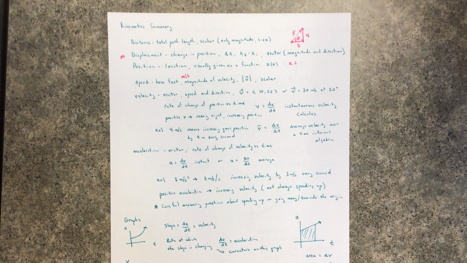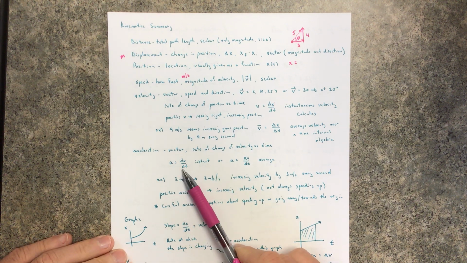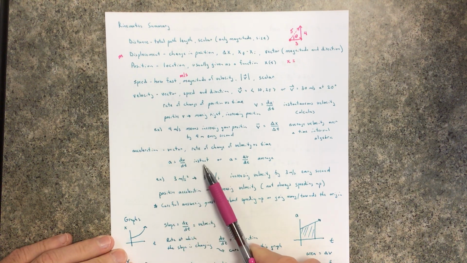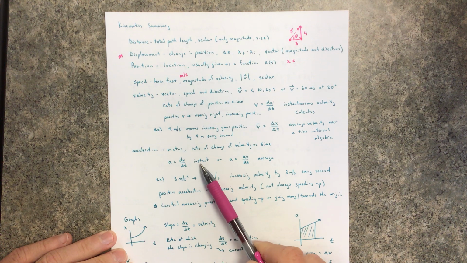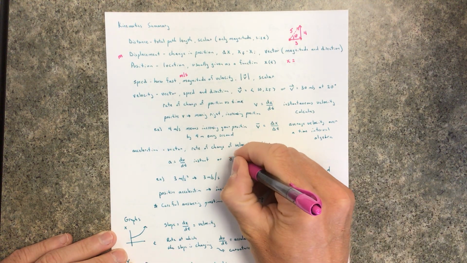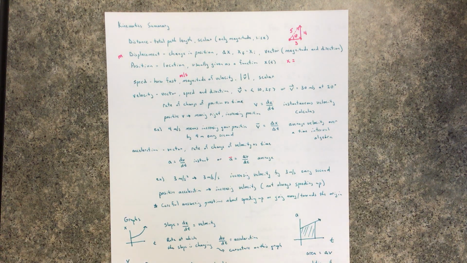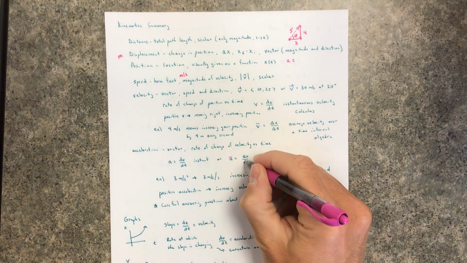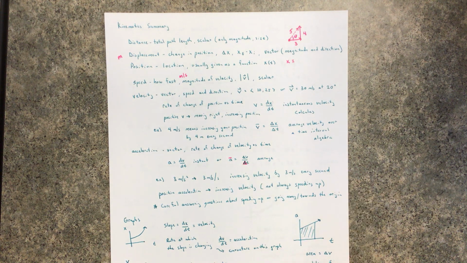Okay, next word is acceleration. Acceleration is also a vector. It's the rate of change of velocity versus time. So a is the derivative of velocity. That's an instantaneous point of view. That's the calculus point of view. And then, of course, we can do an average. Average acceleration is delta v over some delta t. That was supposed to be delta t there.